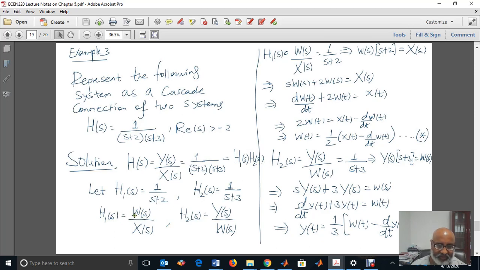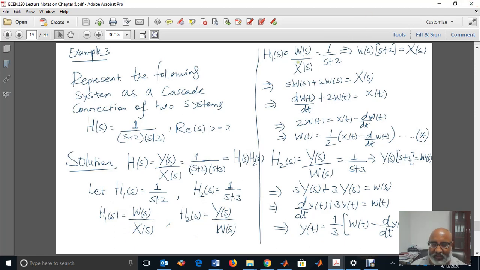And for H1(s), the output of the first system is W. So let's call it W(s) over X(s). H2(s) is 1 over s plus 3, which is Y(s) over W(s). The input to the second system is w(t), and the output is y(t). So Y(s) over W(s) is equal to H2(s). If we multiply H1(s) times H2(s), W(s) will cancel W(s), and we get Y(s) over X(s), the overall system.